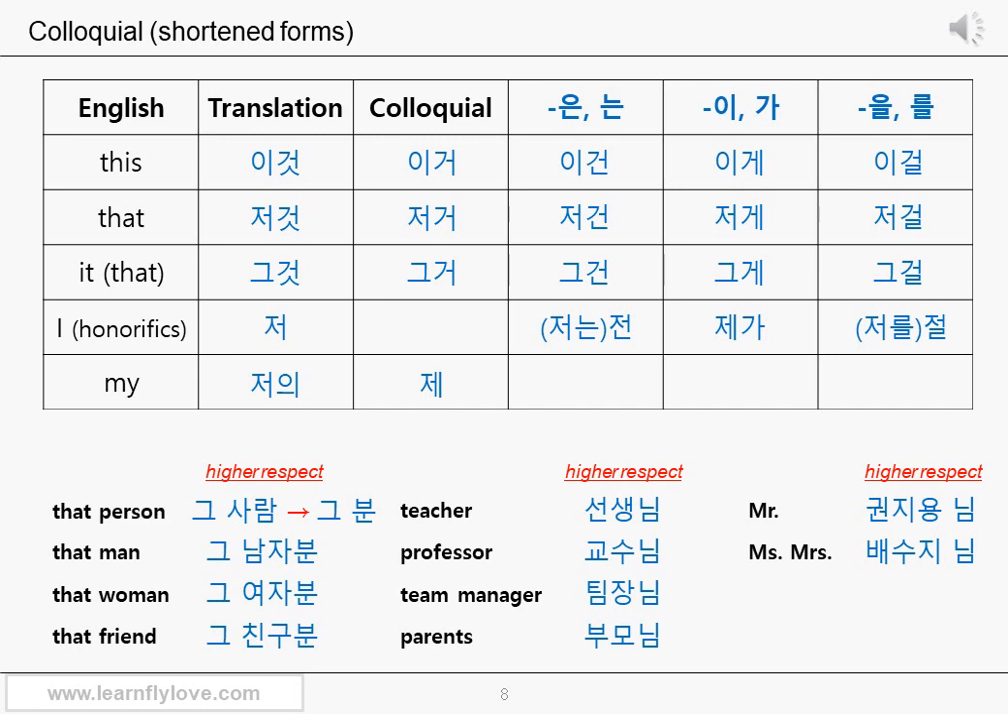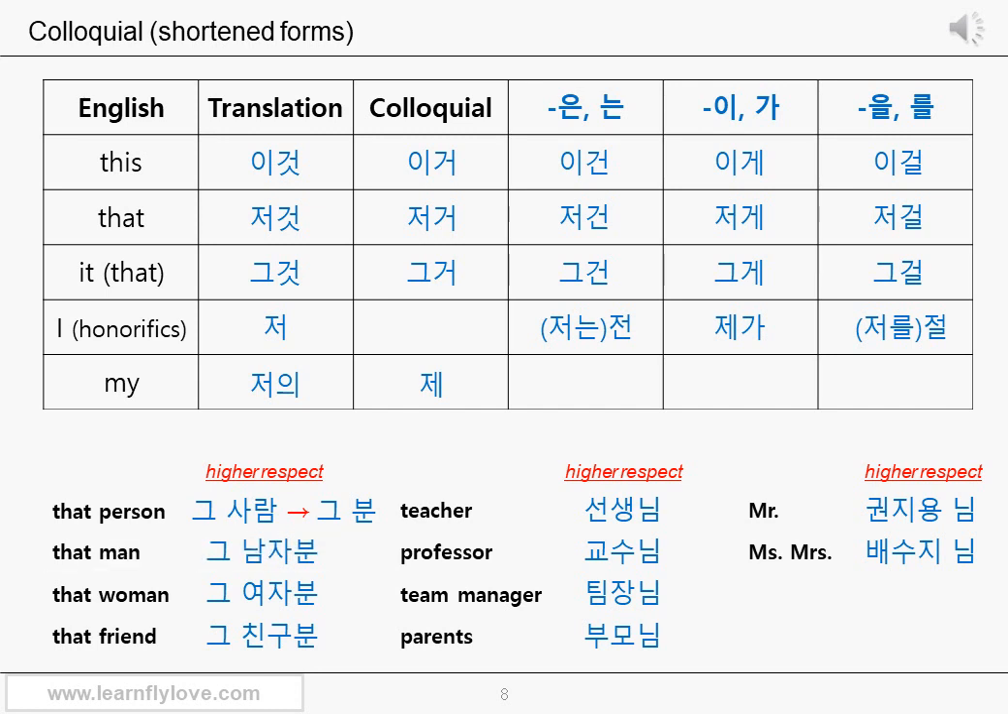Then let's see the higher respect nouns that have a common part. That person. When you refer to a person who looks a bit older and is a total stranger to you, or whom you don't know very well, you can use the higher respect form of the noun person. So that person is originally 그 사람 in a normal sentence, but it becomes 그분, and it sounds more polite.